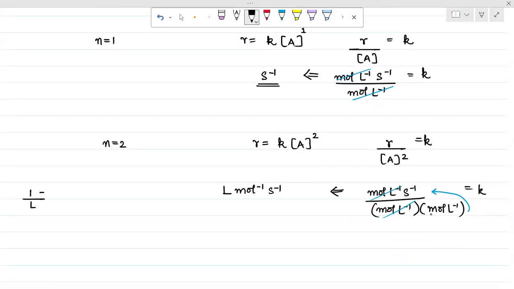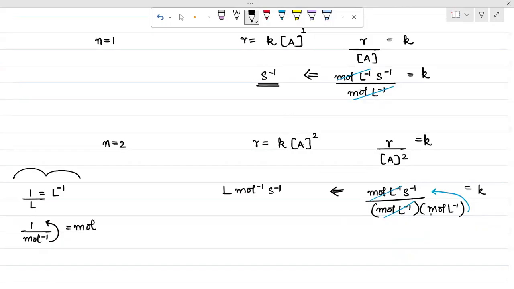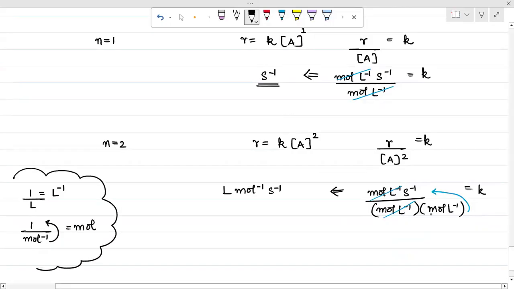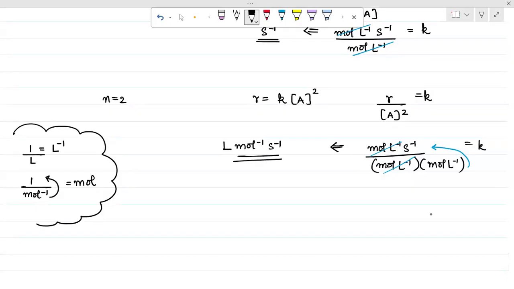1 by liter can be written as liter to the power minus 1. Or if I write 1 by per mole and take it to the top, the sign will change, so it becomes mole. So what is the unit? Liter per mole per second. That is the unit. Liter per mole per second.